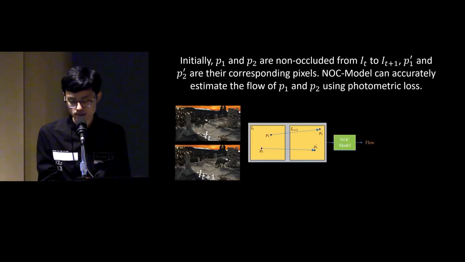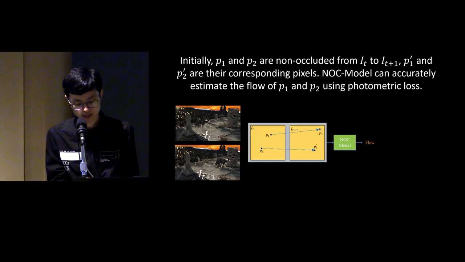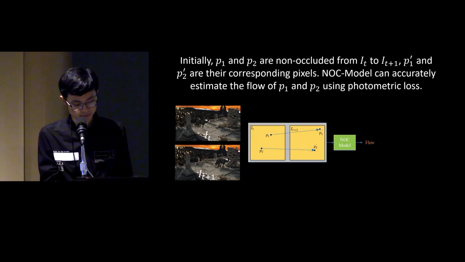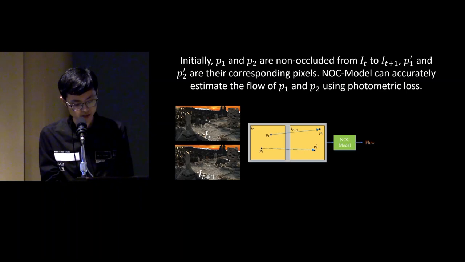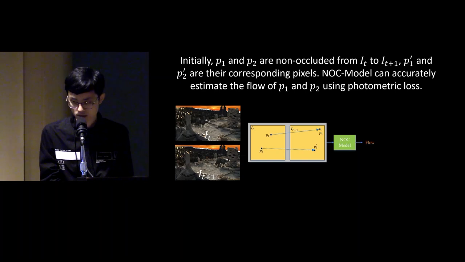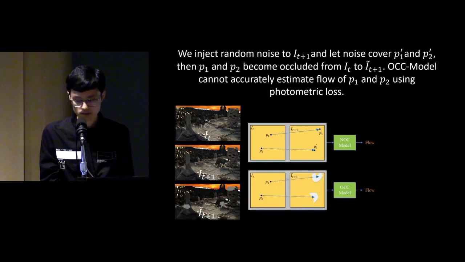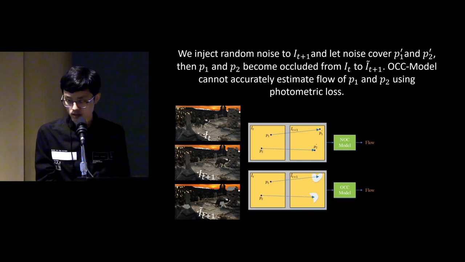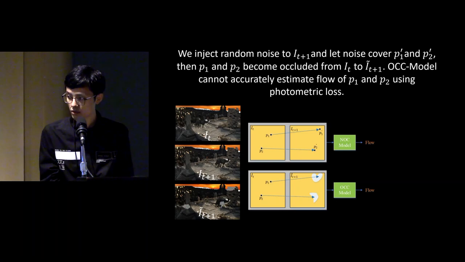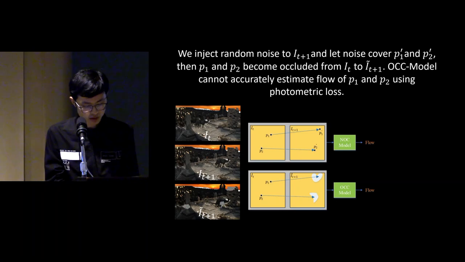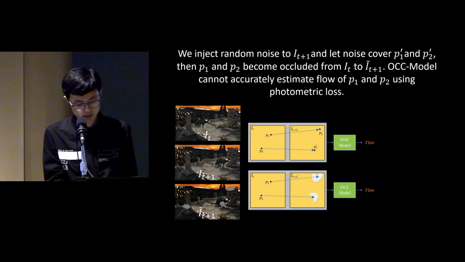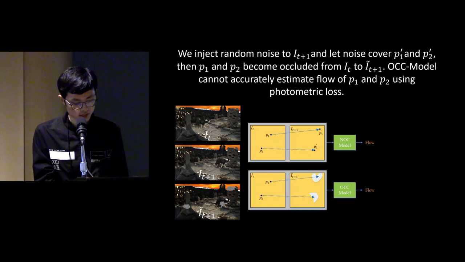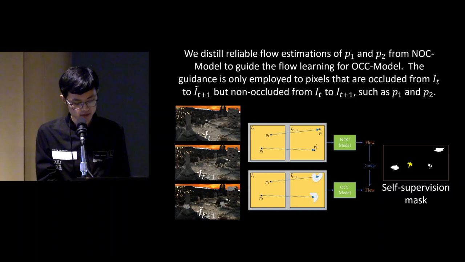Suppose that initially P1 is non-occluded from the first image to the second image, and P1 prime is its corresponding pixel. Because P1 is non-occluded, our NOC model can estimate it accurately using photometric loss. NOC model here means non-occluded model. Then we inject random noise to cover P1 prime, and P1 becomes occluded from the first image to the new second image. Because P1 is now occluded, our OCC model cannot estimate it accurately using photometric loss anymore. OCC model here means occluded model.